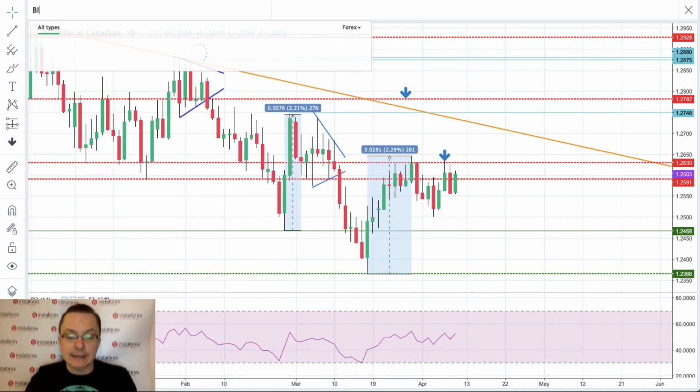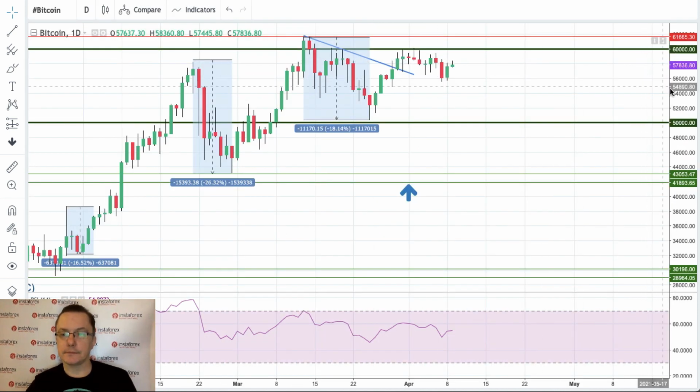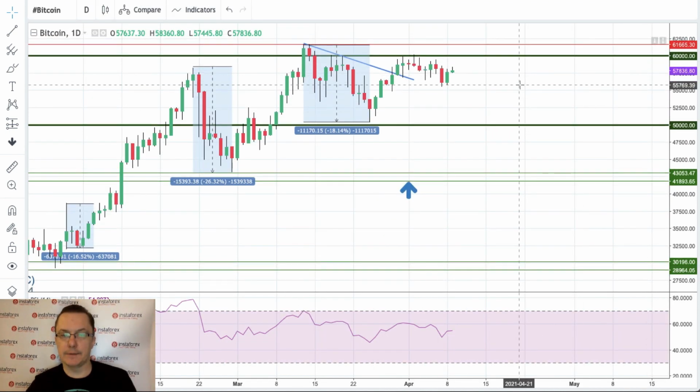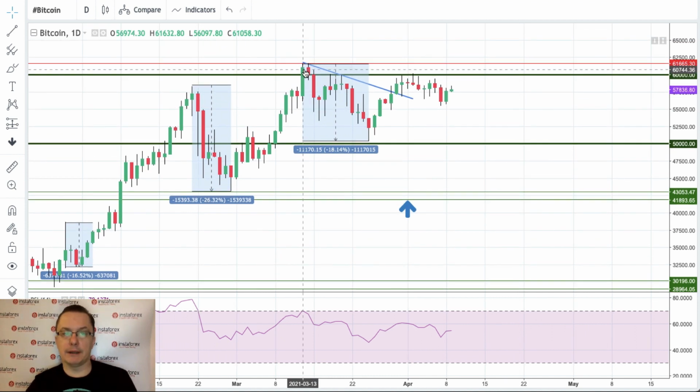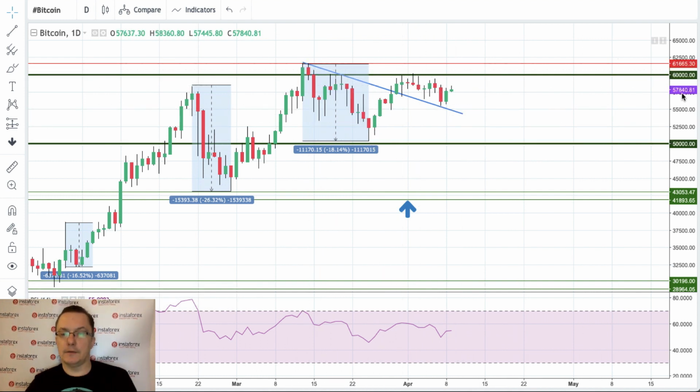And at the end, let's take a look at Bitcoin. What is going on here? As you can see, not too much really. The all-time high made at 61,632 has not been challenged yet. If we extend this short-term blue trend line, we can say that the market is flirting with $60,000 still.